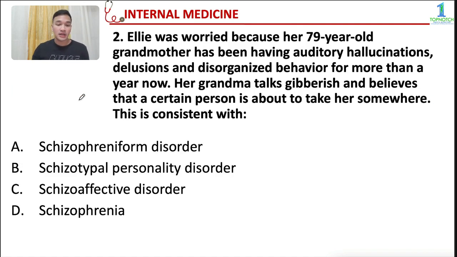Okay, number 2. Ellie was worried because her 79-year-old grandmother has been having auditory hallucinations for more than a year now. Gibberish. The correct answer is letter D, schizophrenia, on the basis of auditory hallucinations, delusions, and disorganized behavior.